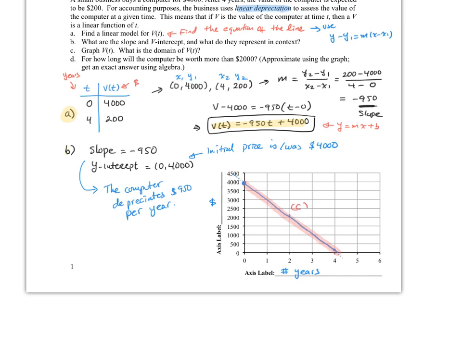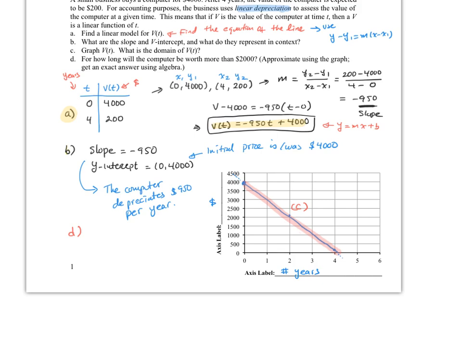It cannot go to 5 because at 5 it will be negative. This is part C. And then finally part D, it says for how long the computer will be worth more than $2,000. Approximate using the graph. And you can use algebra to get the exact answer. Now you can see that the computer starts at $4,000. It goes down. At this point it is 2,000, so it takes around two years to get to 2,000. So for around 2 years, the computer is worth more than $2,000.